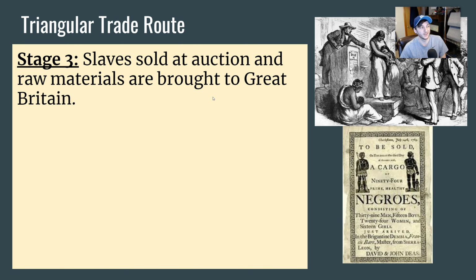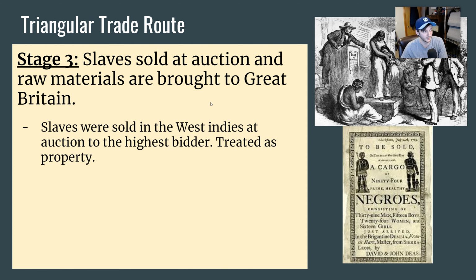Stage three, slaves sold at auction, and raw materials are brought back to Great Britain. So where it all began. Let's go on to this one. Slaves were sold in the West Indies at auction to the highest bidder. So they are now regarded as property.